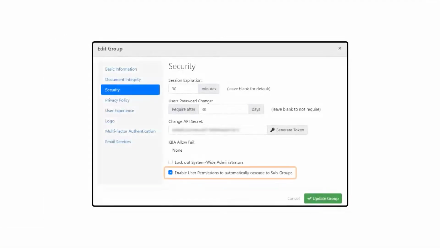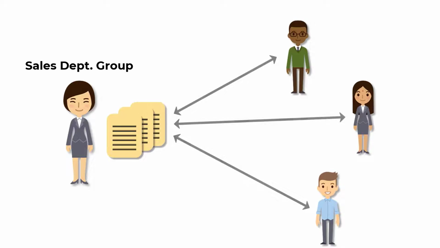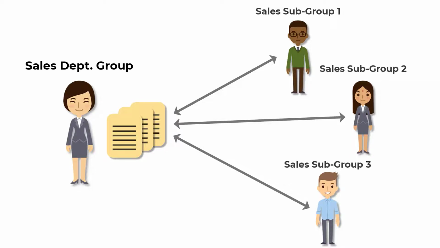Let's look at an example of when to use a subgroup with Enable User Permissions to Automatically Cascade to Subgroups enabled. A simple example would be a sales department. You are a sales manager, you create some workflows that you want all your sales agents to launch, but you don't want all the sales agents to have views into each other's sales documents and reports. So you create a subgroup for each sales agent while the manager has full visibility over all of them by existing in the parent group.